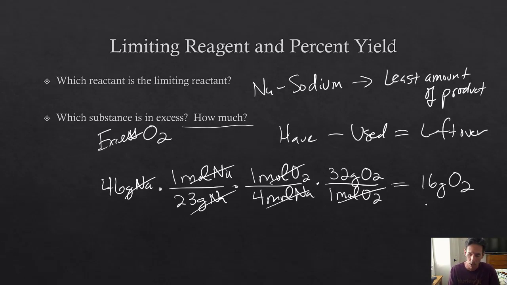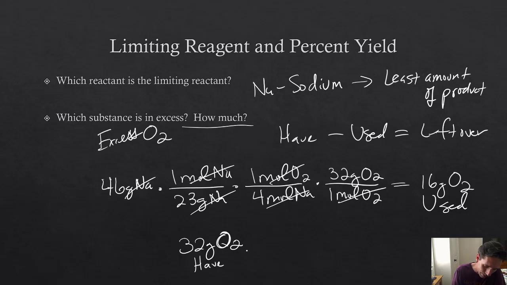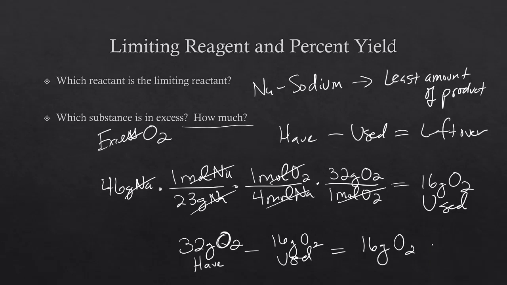This is 16 grams of oxygen that are being used. Well, how much did we start with? From the original problem, we started with 32 grams of O2. That is what we have, minus our 16 grams of oxygen that we used. And so that means we have 16 grams of oxygen that are in excess, meaning leftover.